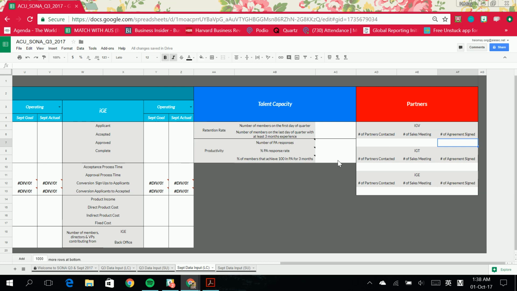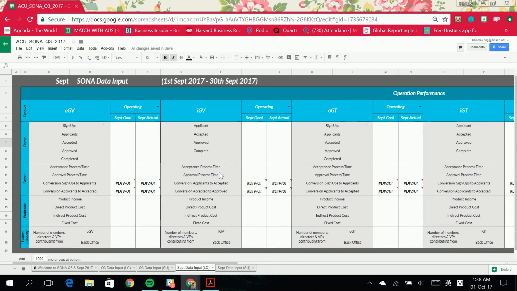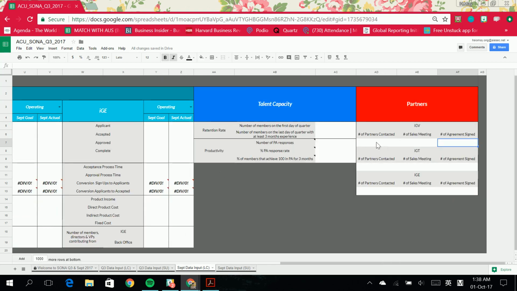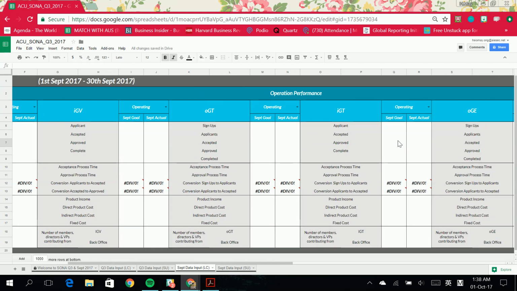Okay, and then after that, I just realized that there's no goal and actual, so later on I will add in the goal and actual tab. So make sure when you fill in, you also fill in your goal and your actual. So that's all for PD for IGV.